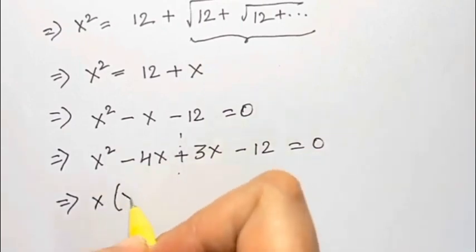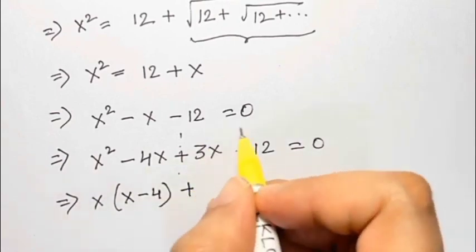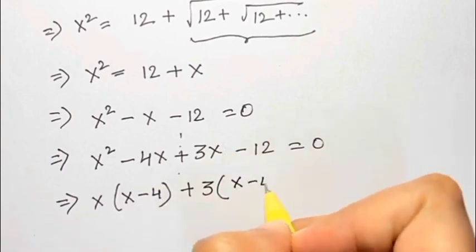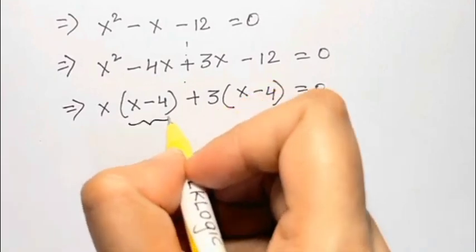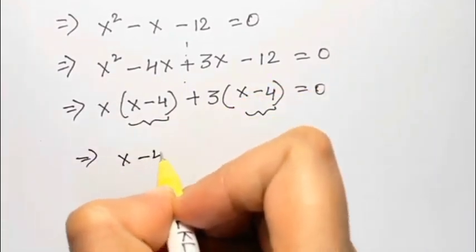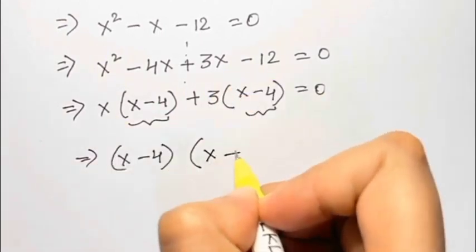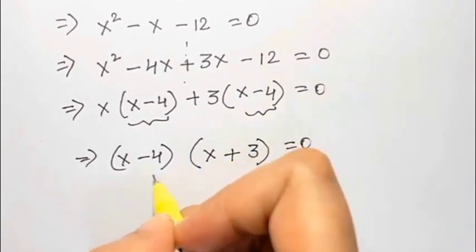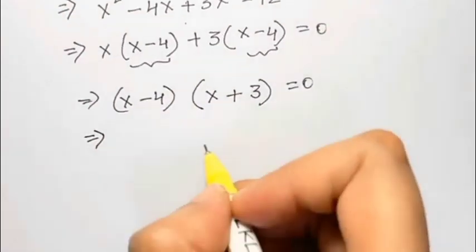Yes, x, and we are left with x minus 4 plus, now from here we can take out 3. So we are left with x minus 4, which is equal to 0. Now here we have x minus 4 common, so we are going to take that out. X minus 4, so we are left with x from here, and plus 3 is equal to 0. So we got two factors. X minus 4 is equal to 0 and x plus 3 is equal to 0.